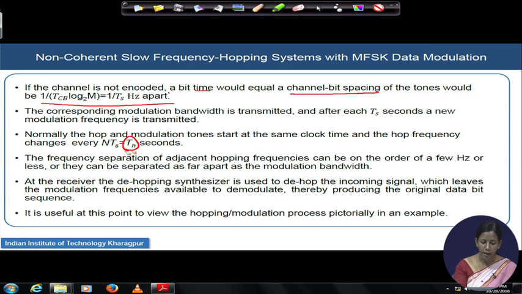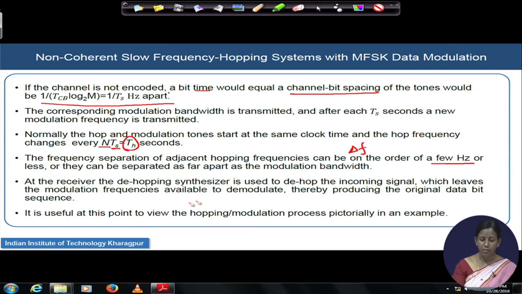Now, fundamentally we end up with the understanding that if we are given TH seconds for hopping, and we have n MFSK tone symbols to be transmitted, each symbol having a duration of TS, then definitely n times TS will construct the hopping duration TH. And the frequency separation delta f that we discussed earlier between two adjacent hopping frequencies can be a very few hertz, and for far apart center frequencies it can be even several kilohertz.